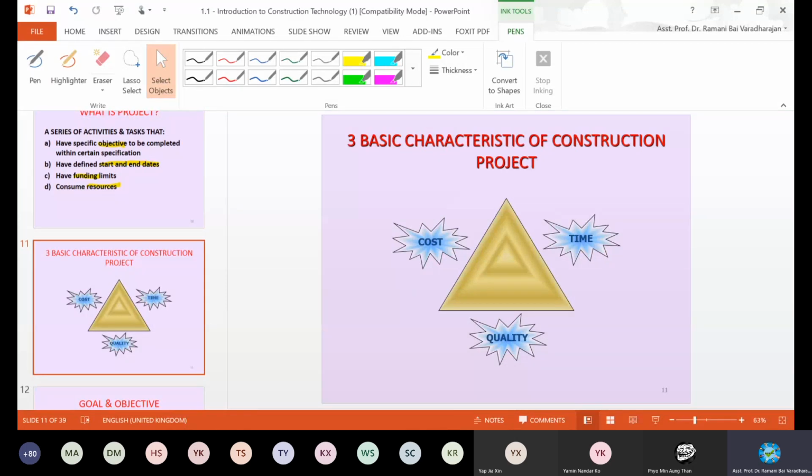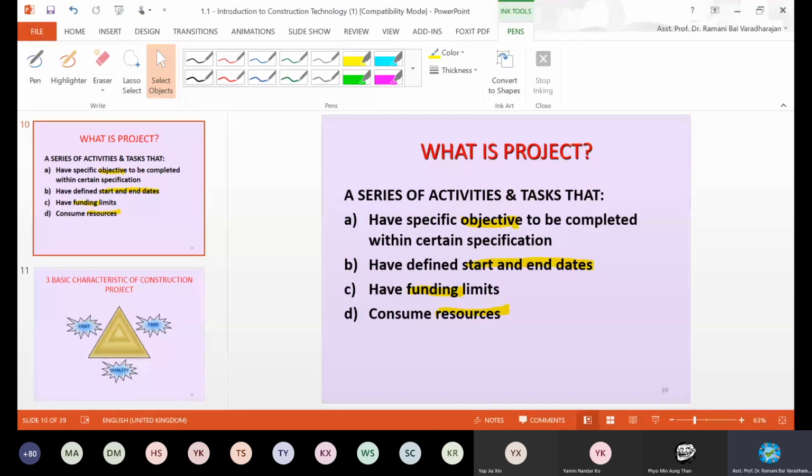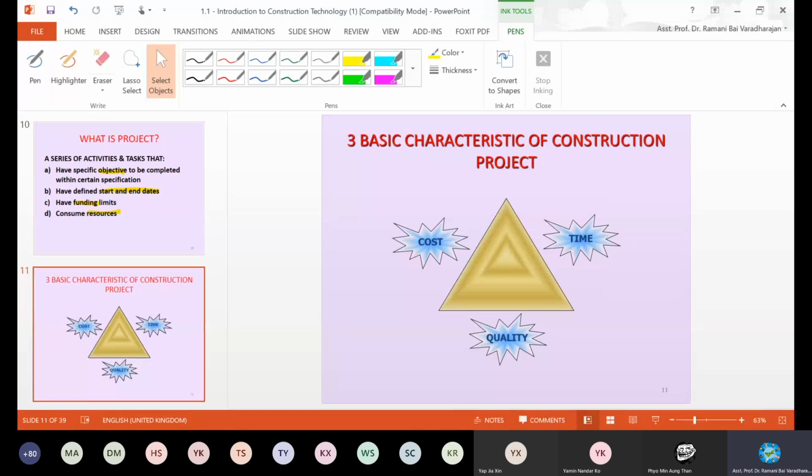Basic characteristics of a construction project. Just now we defined what a project is. How many elements? 4 elements: objectives, time, fund and resources. Put it into a triangle so that you can remember forever. The basic characteristics or features of a project will be cost, time and quality. The quality will be of 2 different kinds. Can anyone tell me? Quality and quality control. The quality control unit has 2 different roles to play.